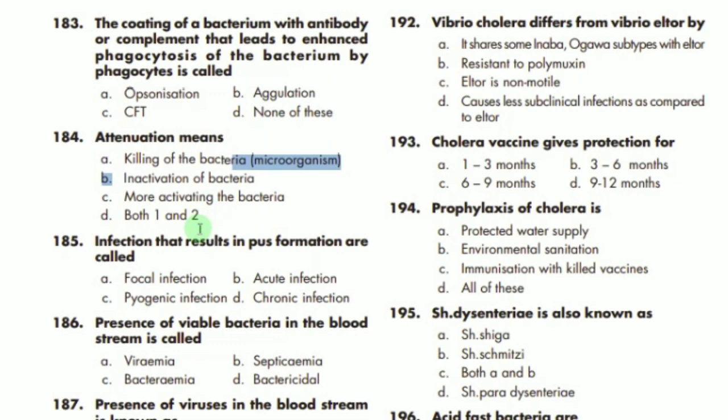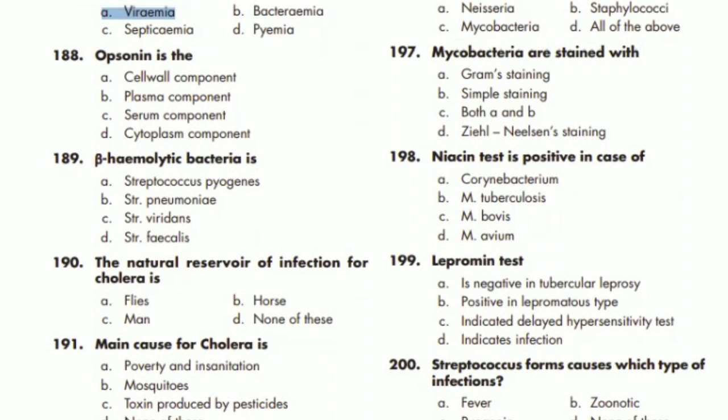Infections that result in pus formation, we mostly call pyogenic infection. C is the correct option. MCQ 186 says that the presence of viable bacteria in the bloodstream, we mostly call bacteremia. C is the correct option. The presence of virus in the bloodstream is known as viremia. A is the correct option.